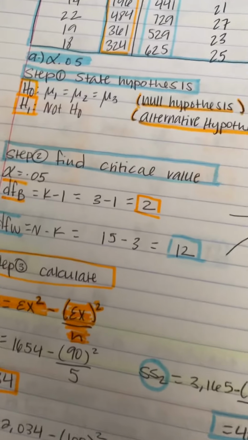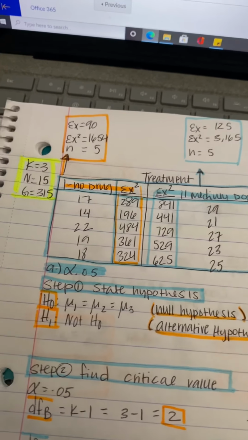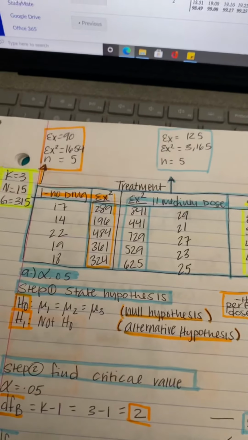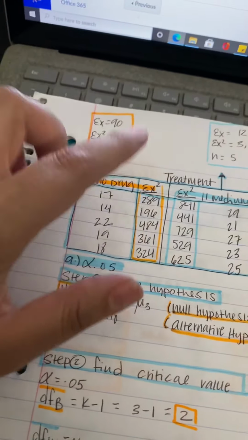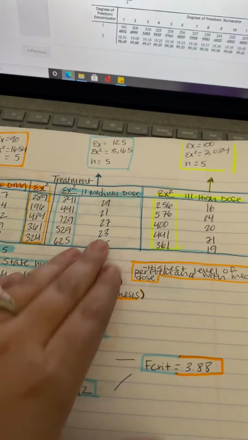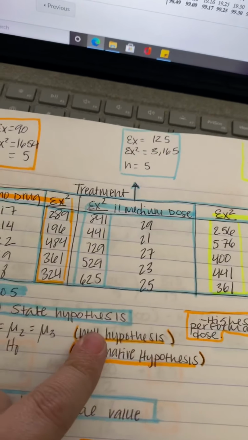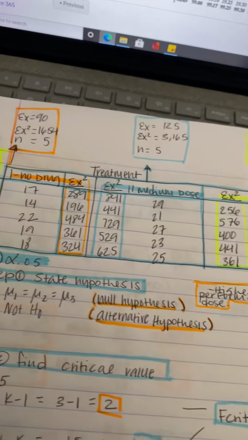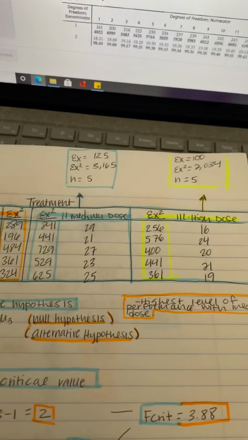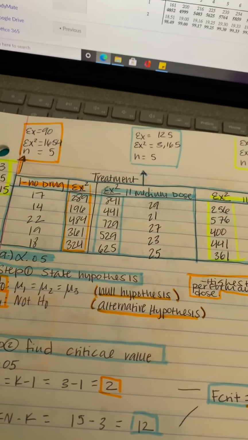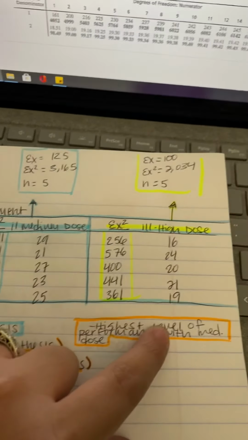So for here, I already calculated all of that out. For E of x squared, you would just do 17 times 17, 14 times 14 all across, and the same goes for this. Here I actually did it this way just because I didn't know if I was gonna have enough room on this side. I did highlight so that you guys would be able to tell which one goes to which. The no drug is orange, the medium blue, and so on. So that's what I did here, and I have all the E of x squared calculated out.